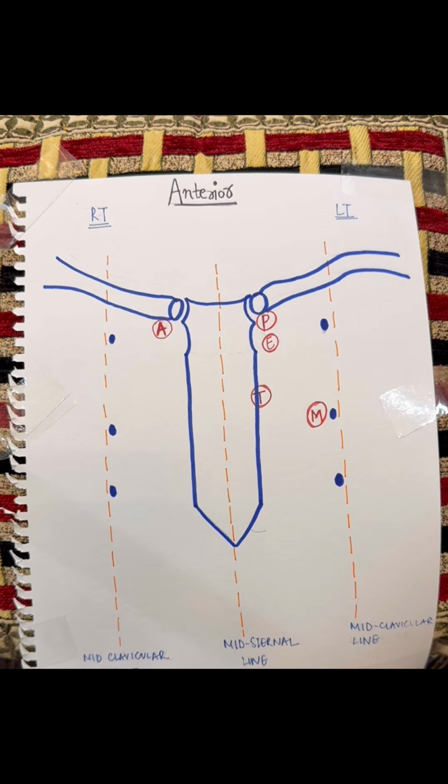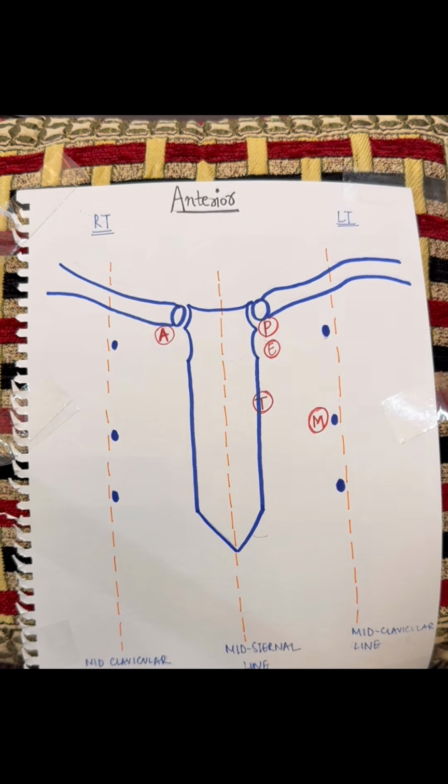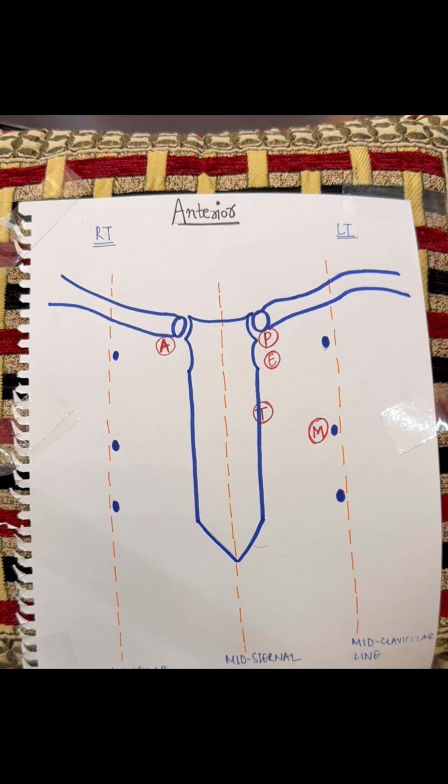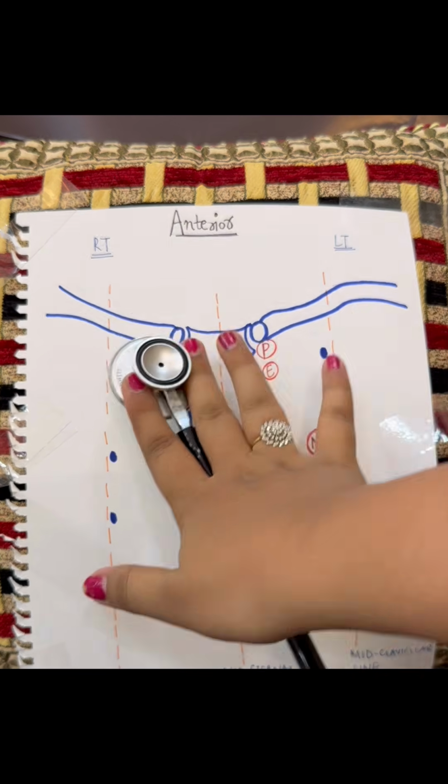So for cardiac auscultation, on the right side we have the aortic area. The aortic area is located in the second intercostal space. So first we will auscultate the aortic area.